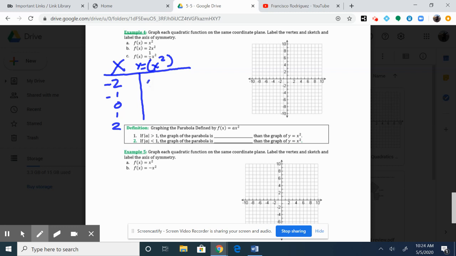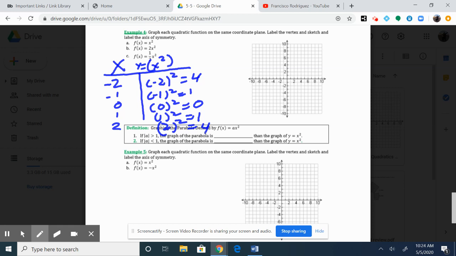So let's say we are going to do -2 squared, which is equal to 4. We're going to do -1 squared, which is equal to 1. 0 squared, which is equal to 0. 1 squared, which is equal to 1. And 2 squared, which is equal to 4.